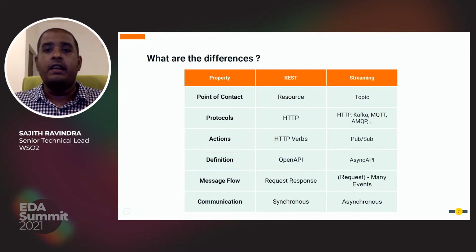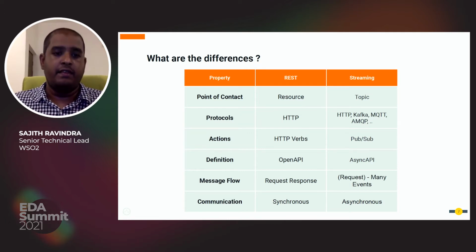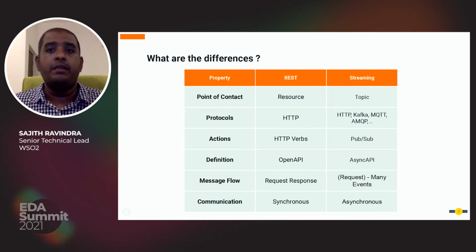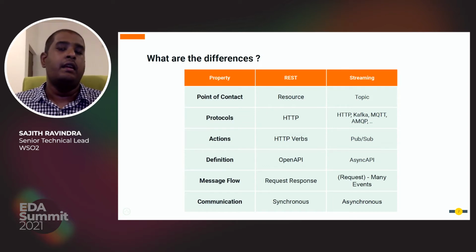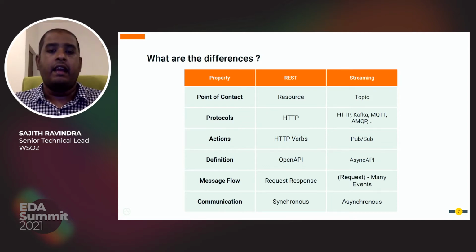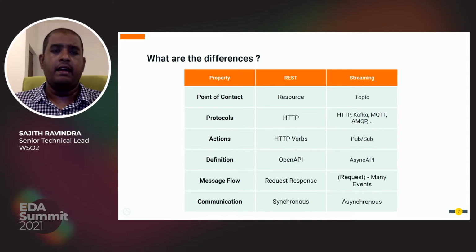is the communication model. In the REST world, it's synchronous, right? When you make a request, your client is most of the time blocked until the response is received. But in the streaming world, you can't really do that, because once you make a request or once you make a channel, the response might come at any time, and there can be any number of responses. So these are the key differences that we see between the REST world and the streaming world.